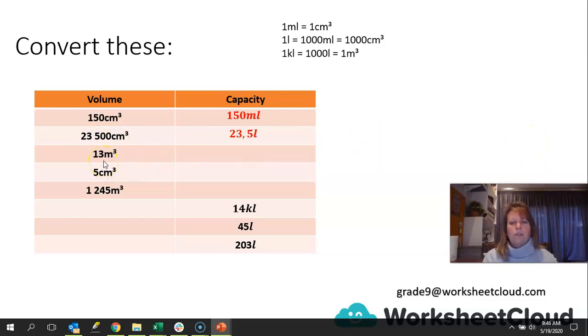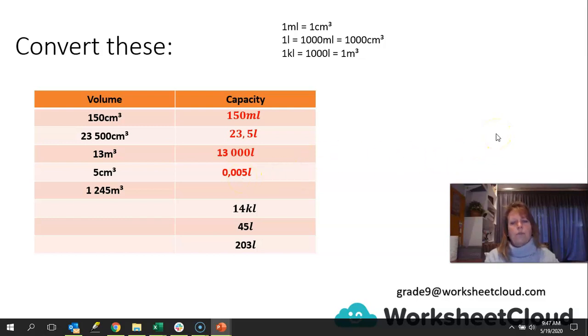Here we've got meters cubed, okay, 13 meters cubed. We had to get to liters, so here we're going to go from 13 meters cubed to liters. We're going to times by 1,000, so it's 13,000 liters. Okay, 5 centimeters cubed, we had to get to liters. We're going to divide by 1,000 to get to our liters. Look here, here's our cubes. Centimeter cubed here, it's 1,000 equals 1 liter, which means we're dividing by 1,000. So that would end up being 0,005 liters.